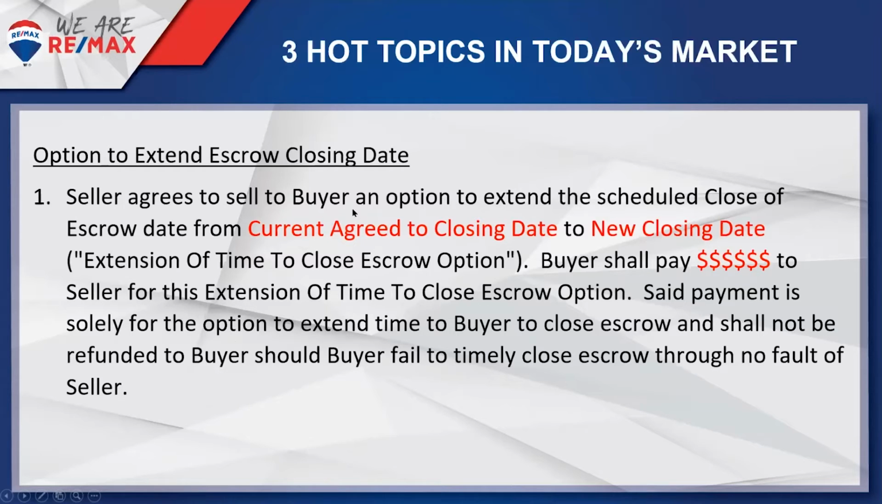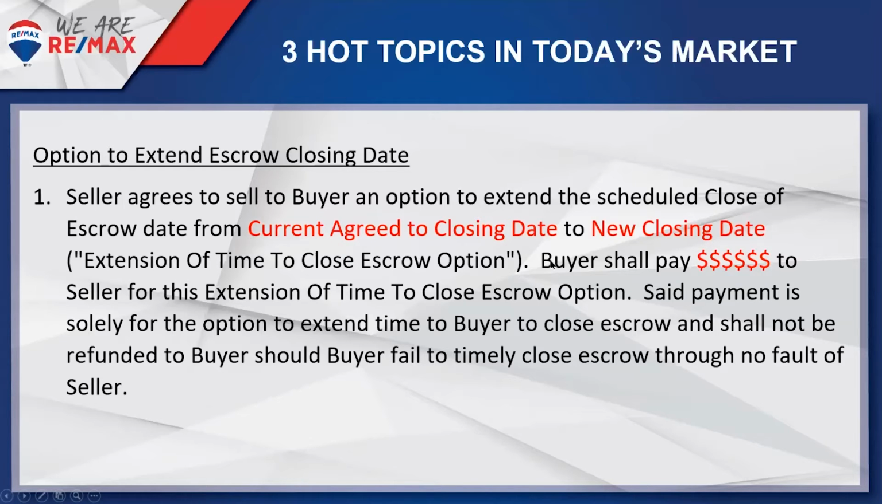Seller agrees to sell to the buyer an option to extend the scheduled close of escrow date from, and then you put in whatever the current agreed to date is. Now, that could have been amended. That could be a new date because you had an extension earlier and now they want to extend again. And the seller is saying, well, I need to get my hands on that deposit money. Okay, so whatever the currently agreed to date is, you plug that in and then you plug in the new closing date. And that's called the extension of time escrow option.